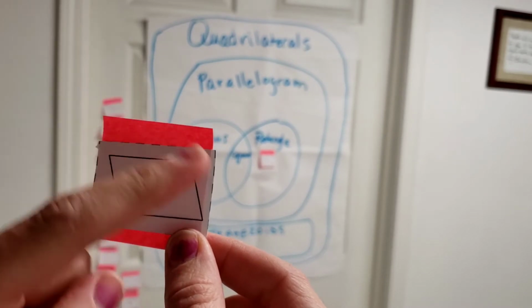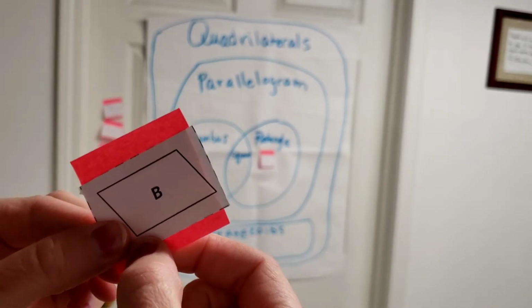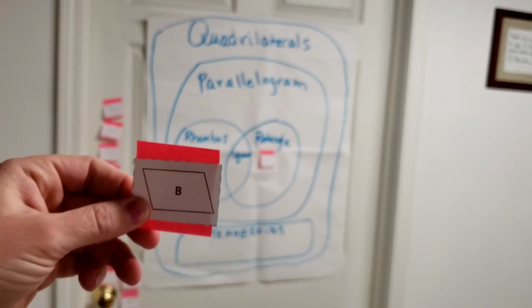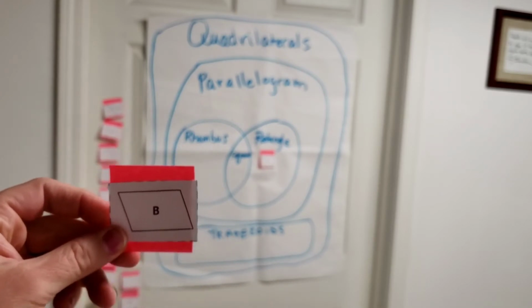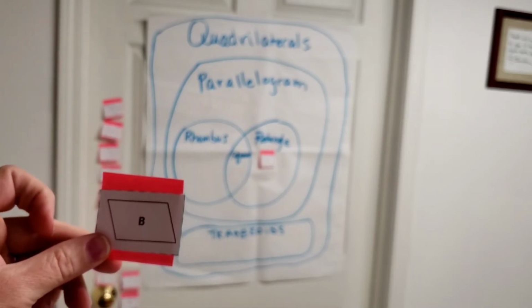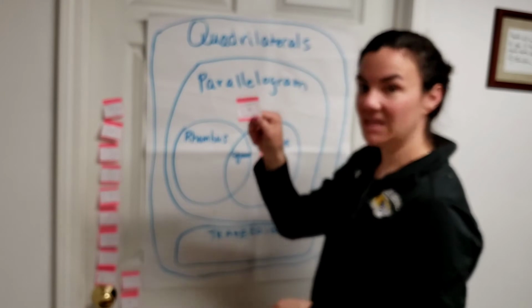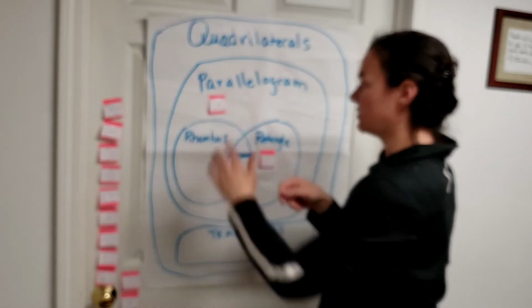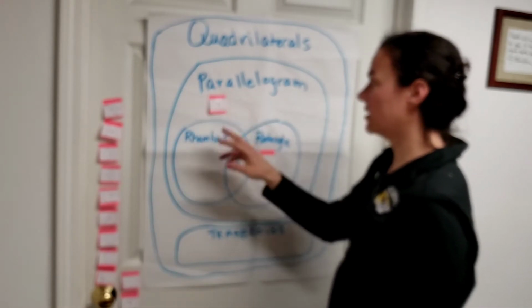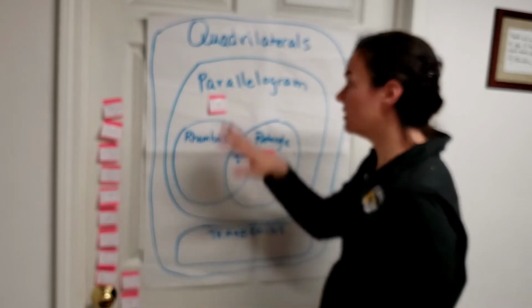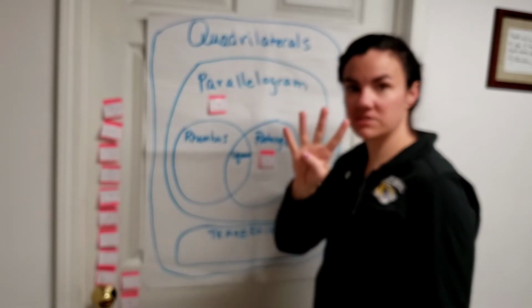Are all sides the same length? No, I can see already all sides are not the same length because this one's longer, this one's shorter. So I know it can't be a rhombus because a rhombus has all sides the same length. And I know it's not a rectangle and not a square. So that means, yell it out, B is a parallelogram. It is a parallelogram because just opposite sides are parallel, and it's a quadrilateral because it has 4 sides.